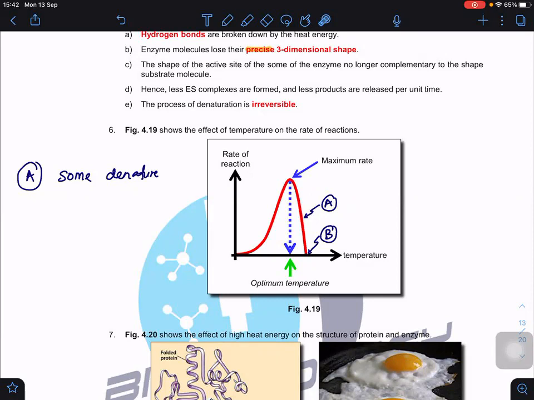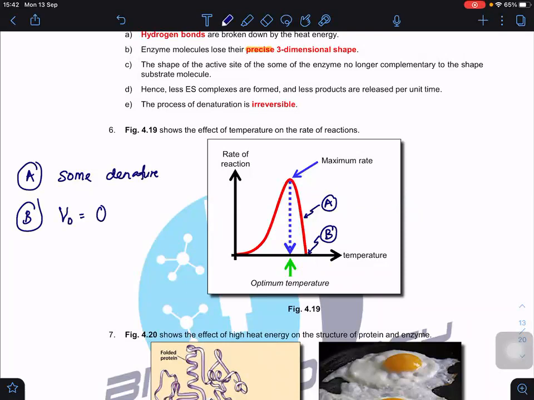This is because some of the enzymes now lose their precise three-dimensional shape. Therefore, for some of these enzymes, the active site is no longer complementary to the shape of the substrate. Are you clear? Okay, but you look at B. When you talk about B, you can see that the rate is actually equal to 0. At B, the rate of reaction equals 0.